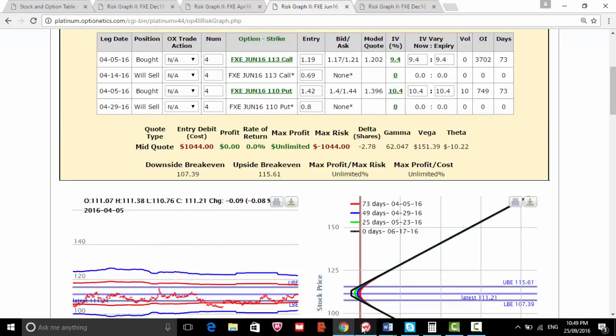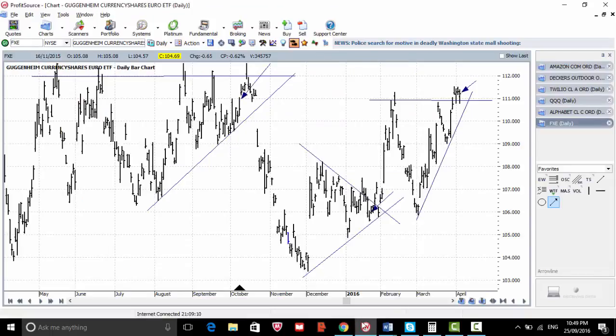So let's continue to monitor what goes on. The stock's still just hovering around that 111 mark. It hasn't really done much at all. Now we get our first sort of breakout to the downside.